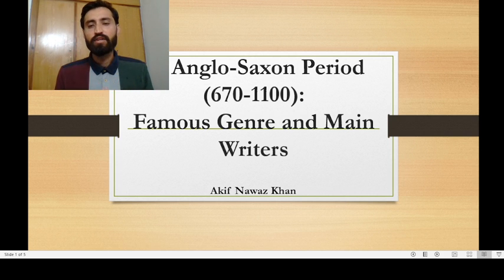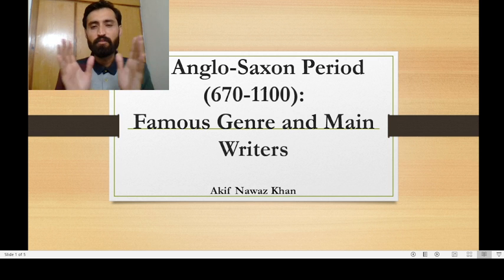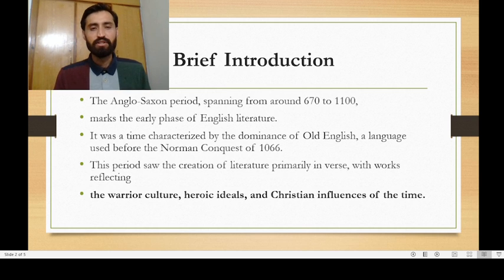Its famous genre and the major writers. So we'll be discussing some of the things that are relatable to the Anglo-Saxon period. So let's start from the introduction. The Anglo-Saxon period spans from around 670 to 1100. It means that it starts at 670 and it ends at 1100.